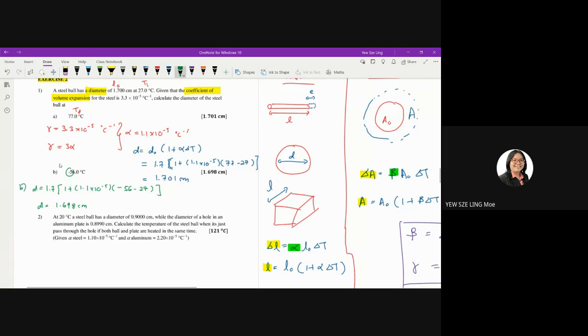So this is your question B. This is your question A. Now I give you 1 minute to write it down, especially the one in the red color. Make sure you know how to calculate alpha, the coefficient of linear expansion. Be careful. You're given volume expansion. You want linear expansion. So 1 minute for you to write it down.